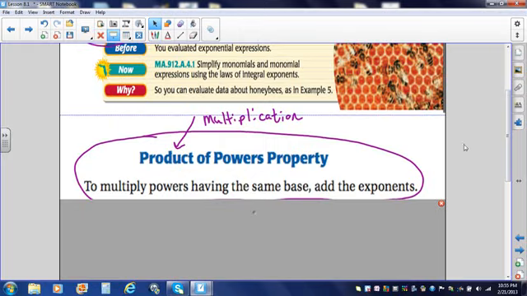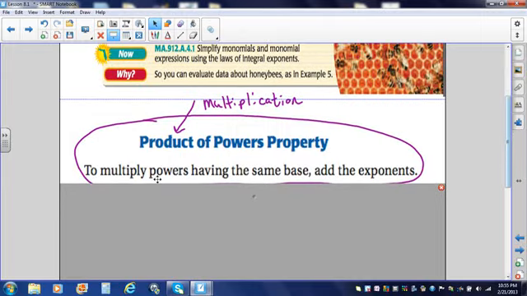And here's our rule. Please write it down. When you are multiplying powers that have the same base, you add the exponents.